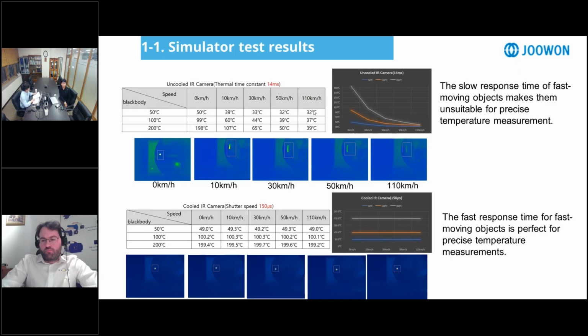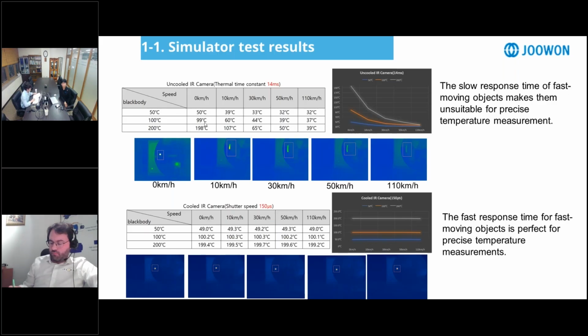So now we know the uncooled IR camera has a slow response time, which means when the speed of the object moves fast, the temperature deviates. And for uncooled, as the speed continues to increase, the accuracy of temperature decreases. This means that uncooled doesn't catch the difference in speed over time.